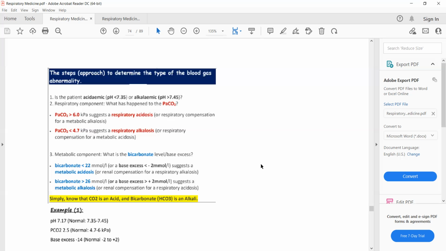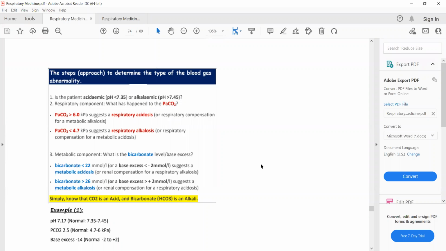Sir, please explain this step again, that if PCO2 is decreased. So pH is acidic. So now we are going to determine the cause of this acidic pH. So acidic pH will either be due to respiratory component or due to metabolic component. Is that right? Yes, sir.